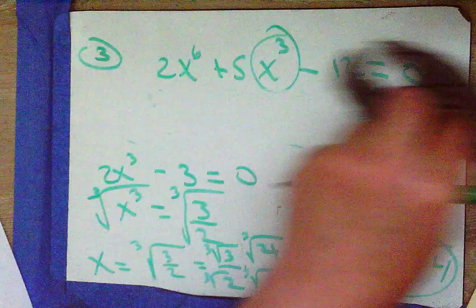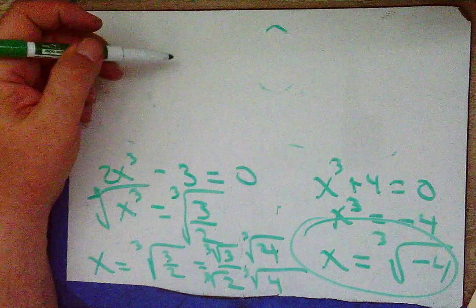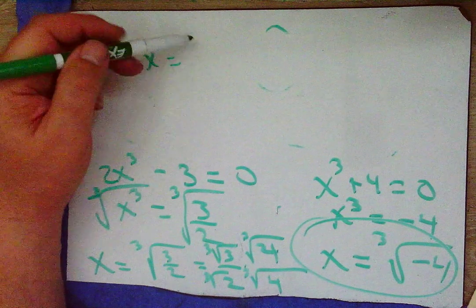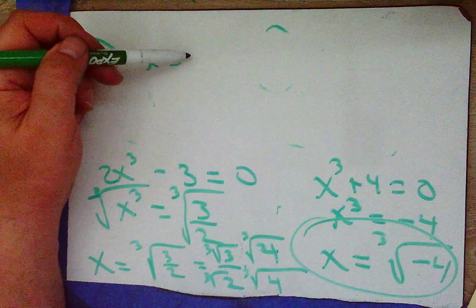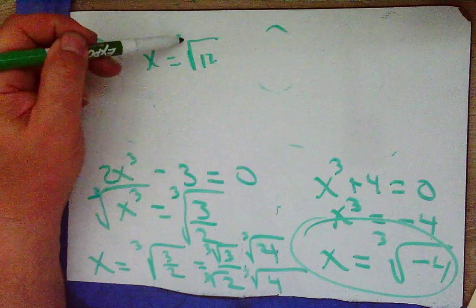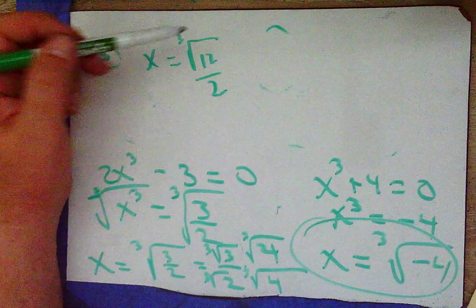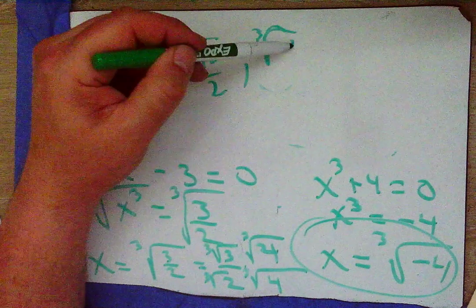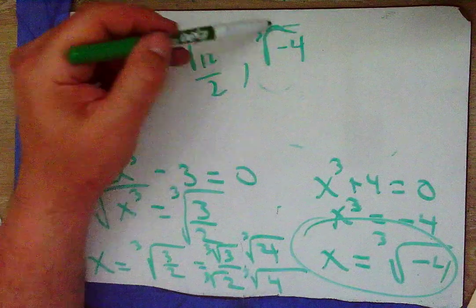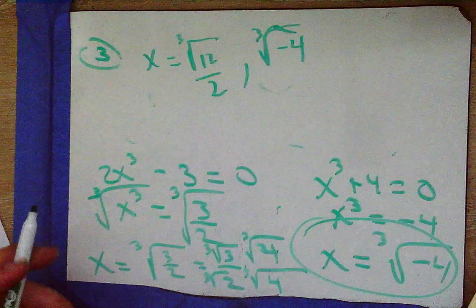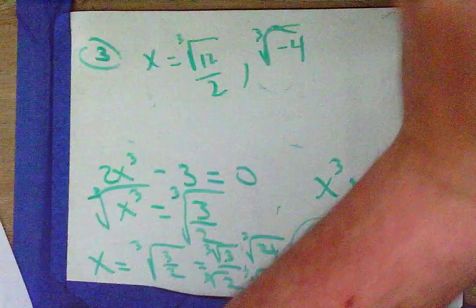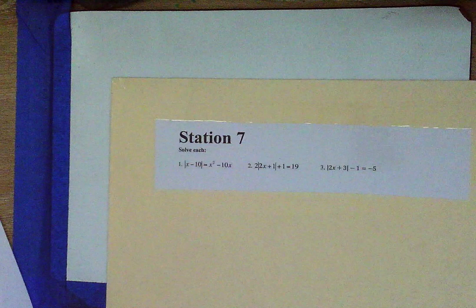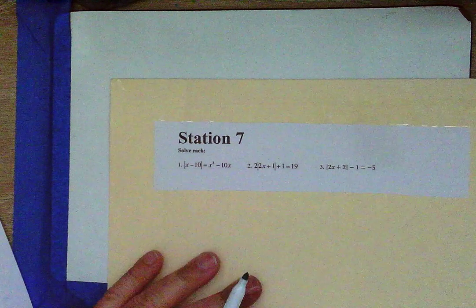And so my final answer would be x equals cube root of 12 over 2. And this one over here, cube root of negative 4. All right, so those are my 2 answers for the third problem on station 6. And the third problem was also the last problem. So let's move on to station 7. We've got 14 to get through, so let's gee up.